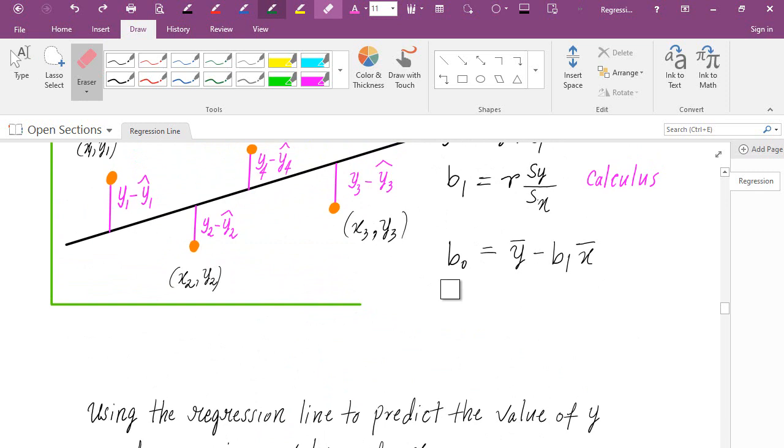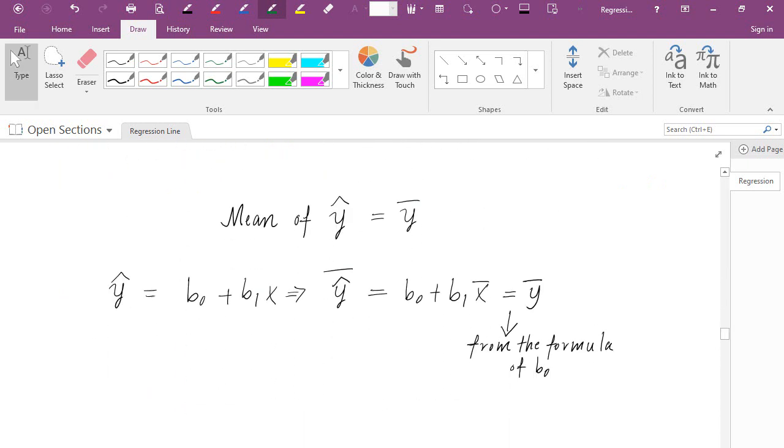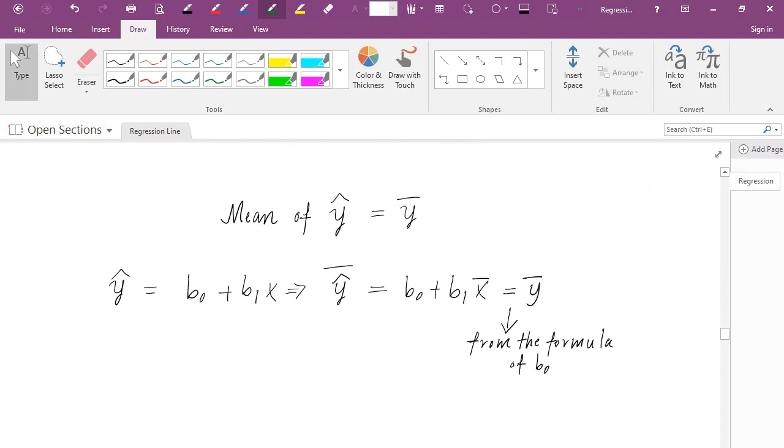So recall the formula for b0. If we solve for y bar, then we get y bar is b0 plus b1 x bar, and that's what I'm using here. y bar is b0 plus b1 x bar. So that tells you that the mean of y hat is the same as the mean of y.